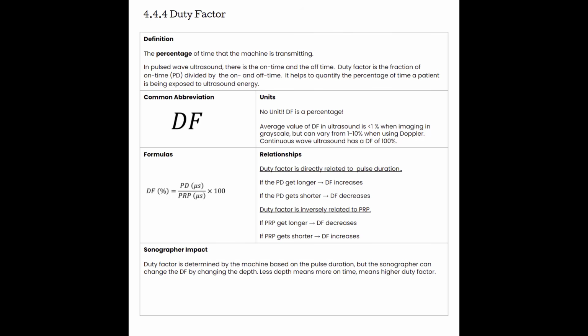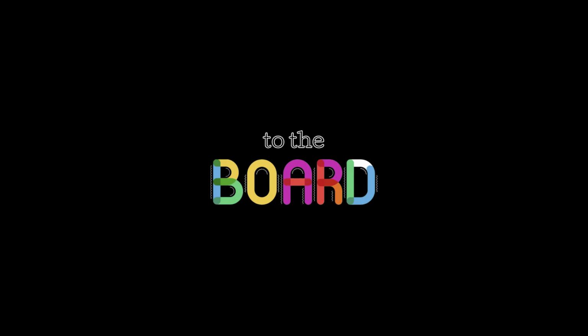Unlike PRP and PRF, duty factor does have some relationship with pulse duration, and pulse duration is determined by the machine, so technically duty factor is also determined by the machine. But we can change the duty factor by changing the depth, and that is because of its relationship to pulse repetition period. So of course we've learned yet another equation, so we are going to head over to the board to discuss the example that's in your workbook and work through some of the math.